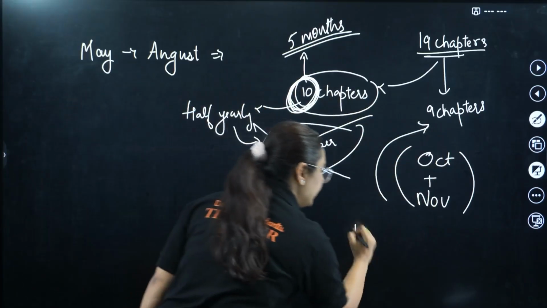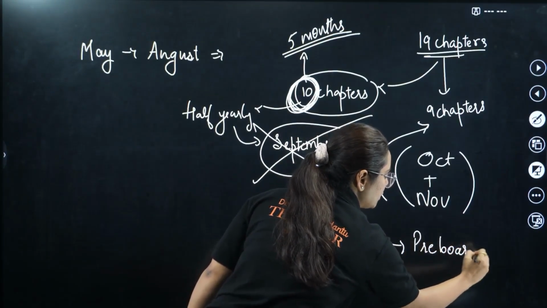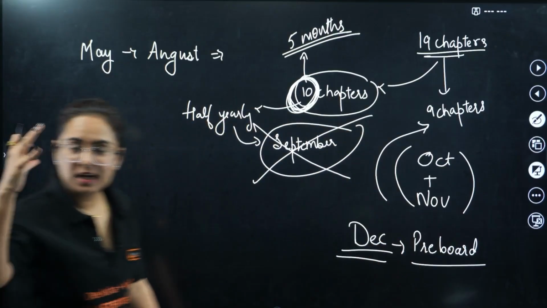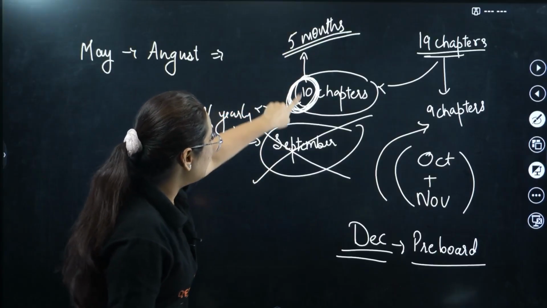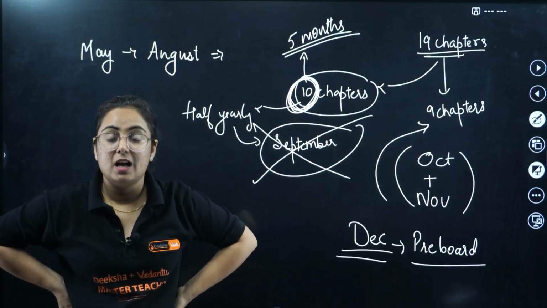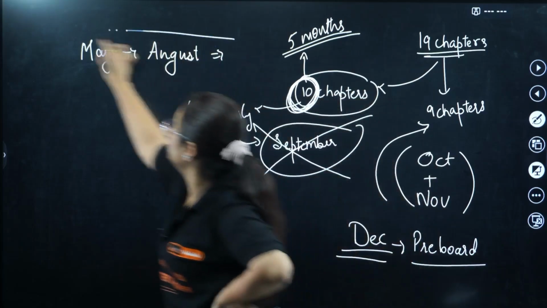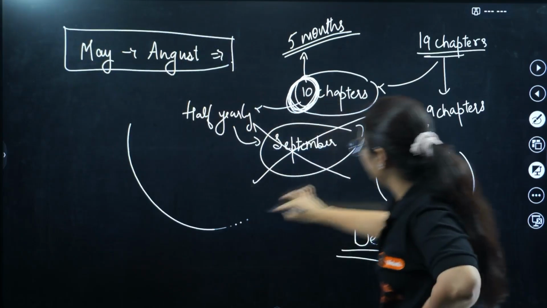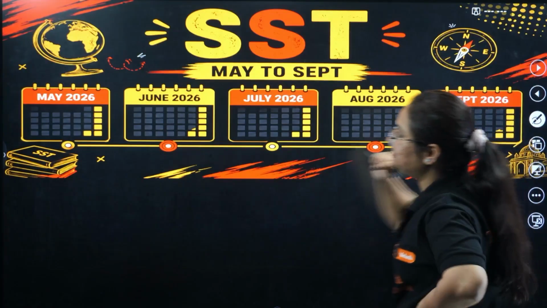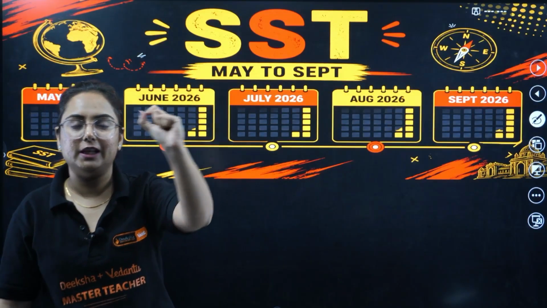Why? Because in December, schools will start conducting your pre-board examinations. Now, see what I am telling you. This is the biggest thing you need to understand. 5 months for 10 chapters, 2 months for 9 chapters. Why can't we just understand this and complete our syllabus in these 5 months so that we can use October and November just for revising them? Okay, get it? Now let's start with a very, very good plan.